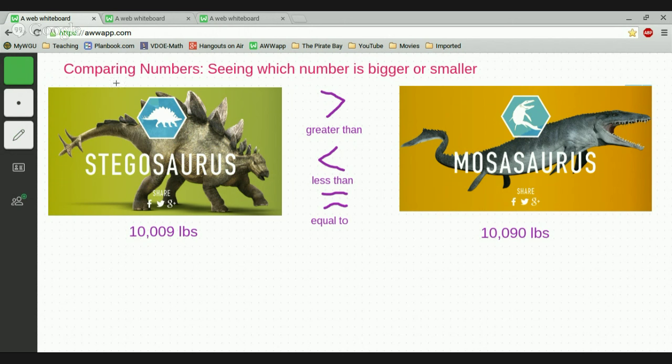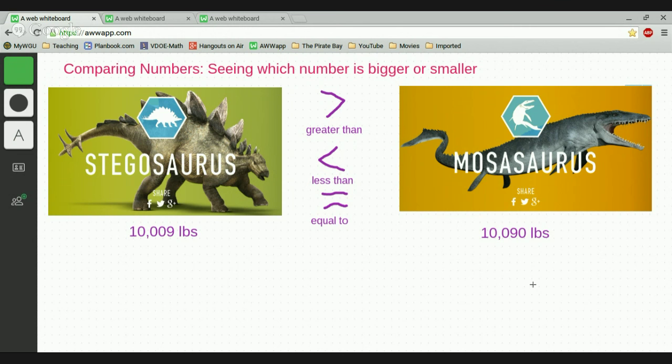So we're going to practice comparing numbers, and we are going to be basing it all on Jurassic World. So I went on the website for Jurassic World, and I saw that the Stegosaurus weighs 10,009 pounds. Remember reading from the past couple videos, and the Mosasaurus, which is that big dinosaur that comes out of the water and eats a shark towards the beginning of the movie, or if you saw the previews, it's also in the previews, that weighs 10,090 pounds.